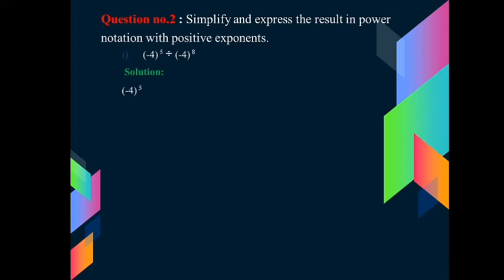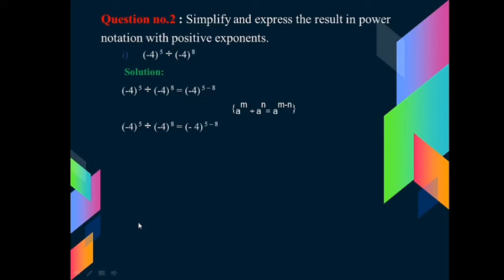Minus 4 raised to the power 5 divided by minus 4 raised to the power 8 can be written as minus 4 raised to the power 5 minus 8, by using the law that a raised to the power m divided by a raised to the power n equals a raised to the power m minus n. Here we consider minus 4 as a, and the exponents 5 and 8 are different while the bases are equal. It is given in the form of division, so we have to subtract the exponents according to this law. That's why we have written minus 4 raised to the power 5 divided by minus 4 raised to the power 8 equals minus 4 raised to the power 5 minus 8.